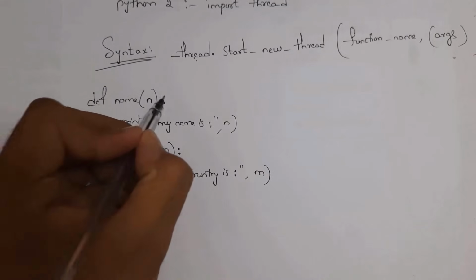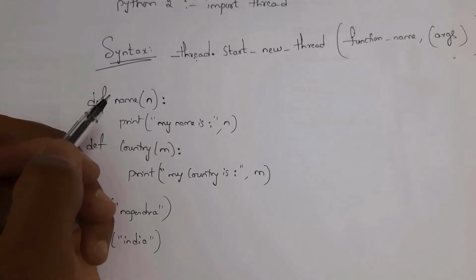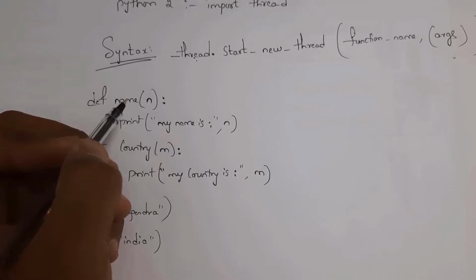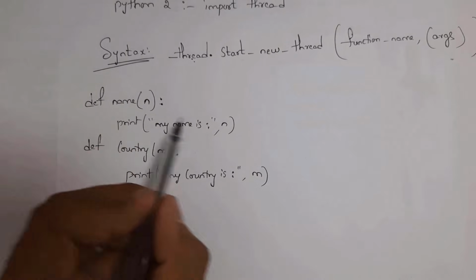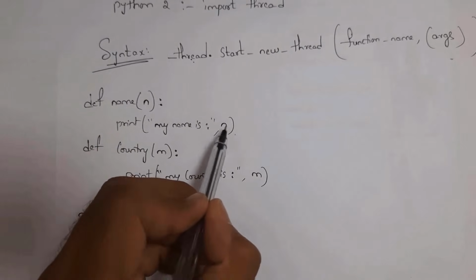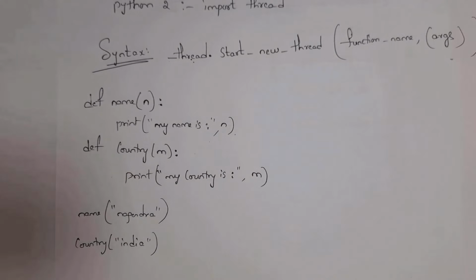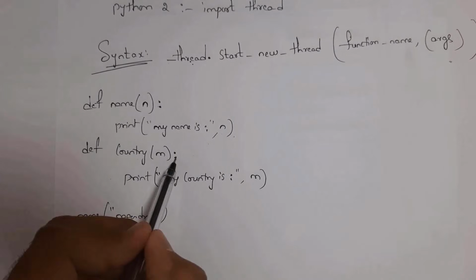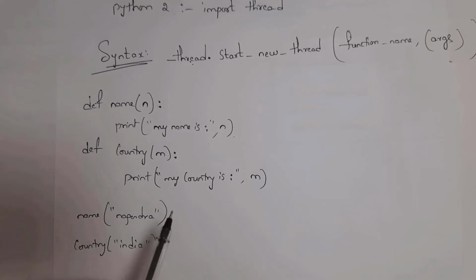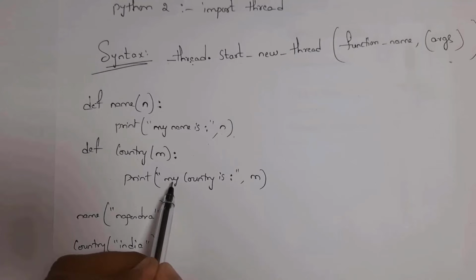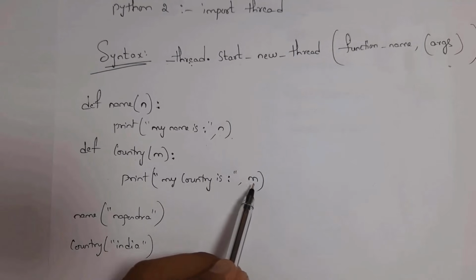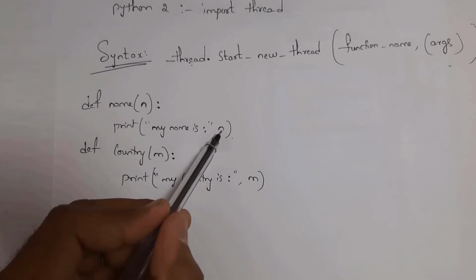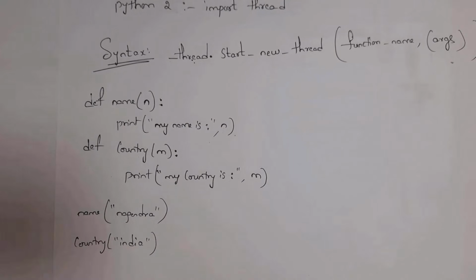So take n and give colon. Now inside this name function I am writing one statement like print my name is, where my name is string, so take quotations, comma n. And similarly I took another function, that function name is country and inside country I written parameter that is m and give colon. Now inside this country function I written one statement like print, inside quotations I written my country is, comma m. Now I will pass this n value and m value after calling function.